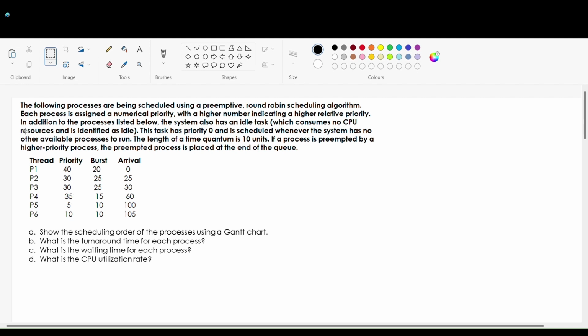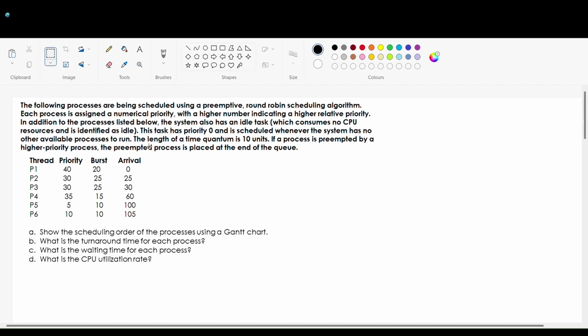In addition to the processes listed below, the system also has an idle task, which consumes no CPU resource and is identified as idle. So if no process is running in between, that time will be considered idle time for the CPU. This task has priority 0 and is scheduled whenever the system has no other available process to run.